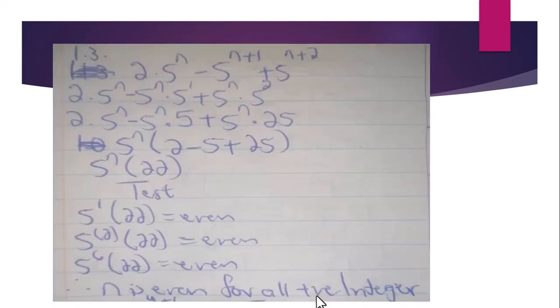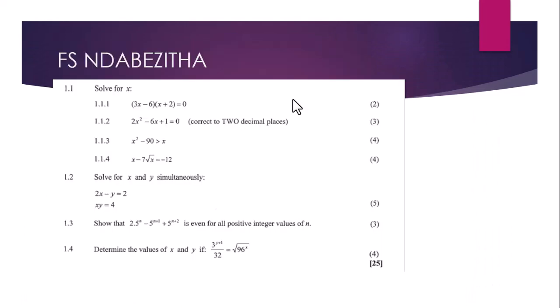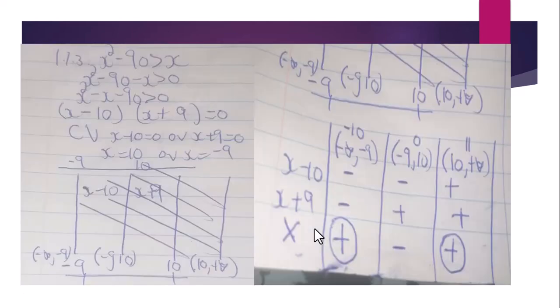Let's go to 1.3. 2 times 5 to the exponent of n minus this plus that. And then they say to us, okay, let me just take you back to what the question requires. In 1.3, they say, show that this is even for all positive integer values of n. Show that. All right. So with my little understanding, with my level 2, level 3 knowledge of mathematics, I was able to play around with this.